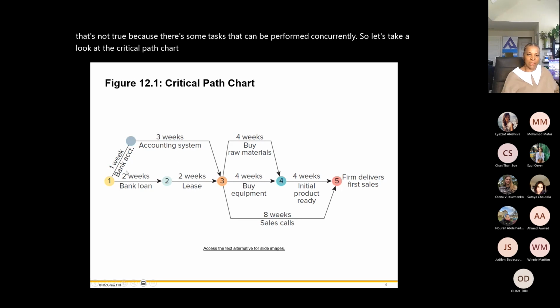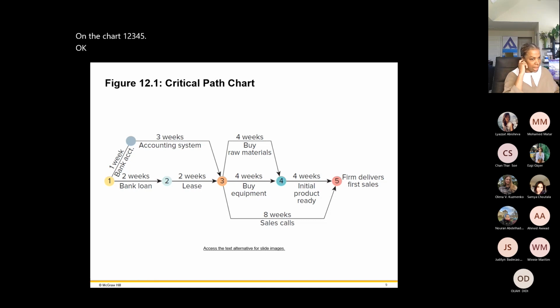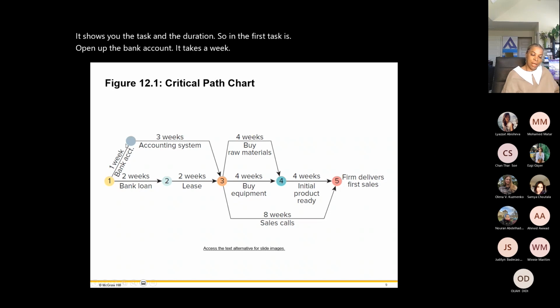So these are all of the tasks on the chart. 1, 2, 3, 4, 5. Okay. And it shows you the task and the duration. So the first task is open up the bank account. It takes a week. The accounting system takes 3 weeks.